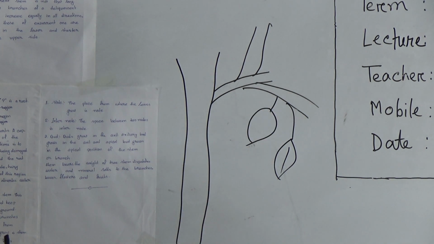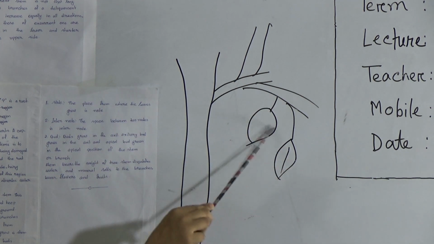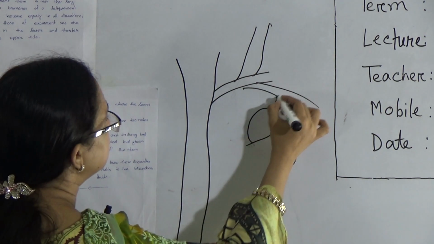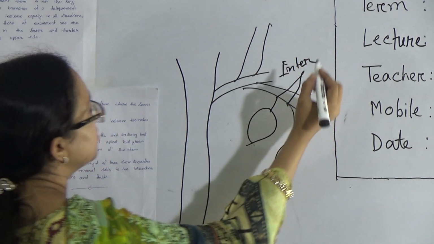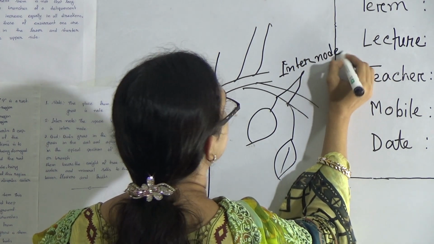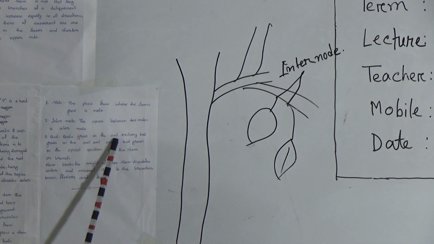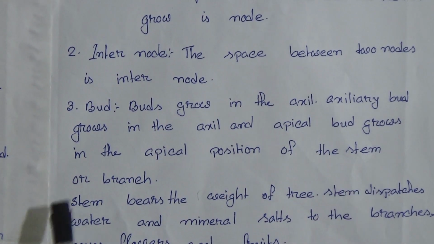From where the leaves grow is the node. The internode is the space between two leaves. And number 3, bud. Buds grow in the axils. Axillary buds grow in the axil, and the apical bud grows in the apical position of the stem or branch.